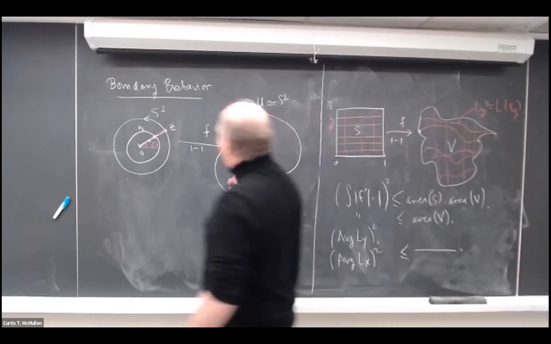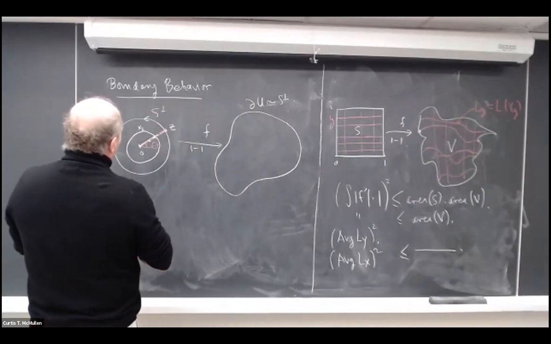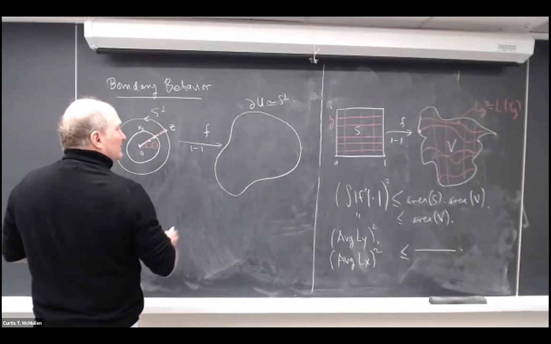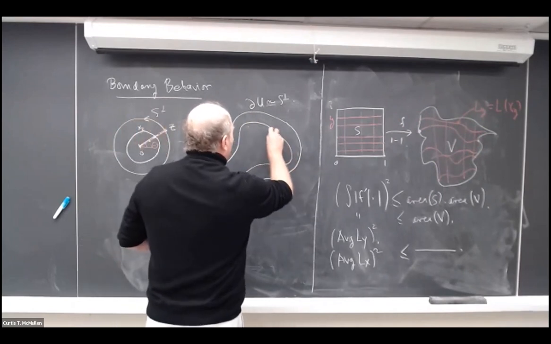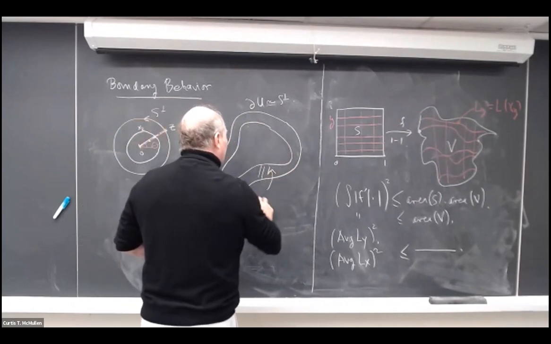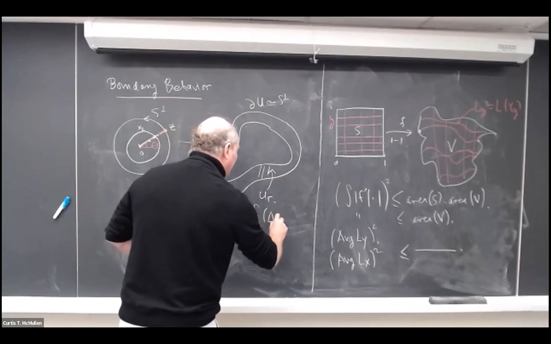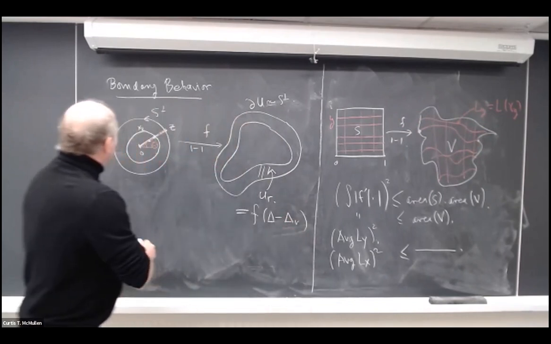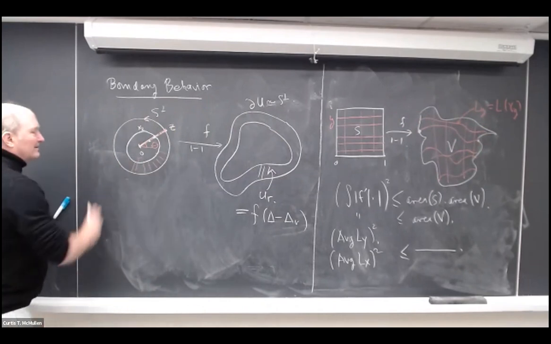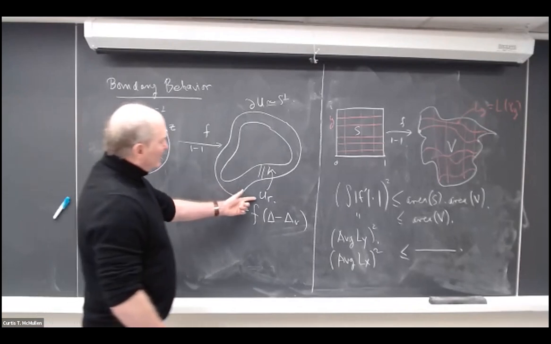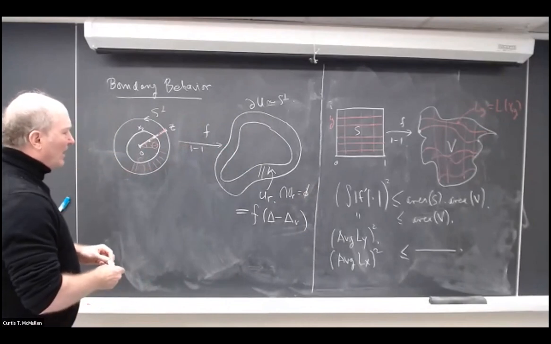Okay. Now, how do we apply that argument to our Jordan domain? Well, one thing we notice is that inside of U, we can look at this narrow annulus. Let me call it U sub R. And this is F of the disk minus the disk of radius R. So it's the image of this region here, if this radius is R. And the intersection of the U sub R is empty. So the area of U sub R goes to zero.